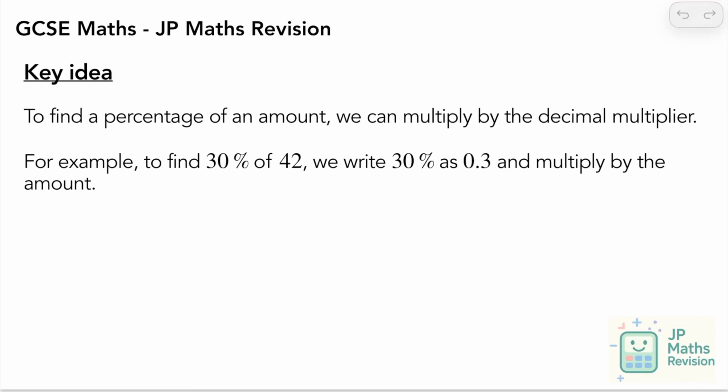So the key idea, if we want to find the percentage of an amount, we can multiply by the decimal multiplier. So for example, if we're finding 30% of 42, we write 30% as 0.3 and multiply by the amount. So we would do 42 times 0.3 and that is going to be 12.6.